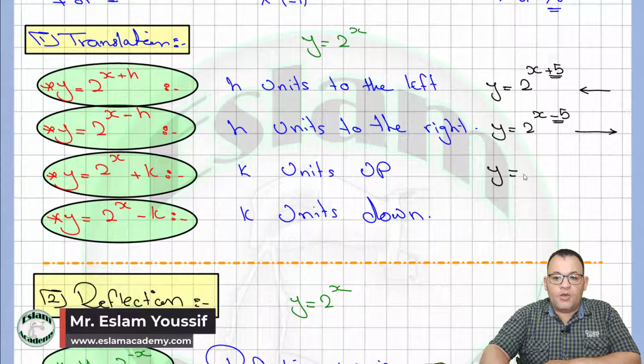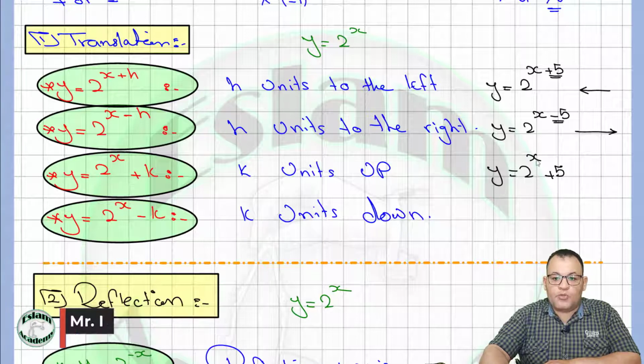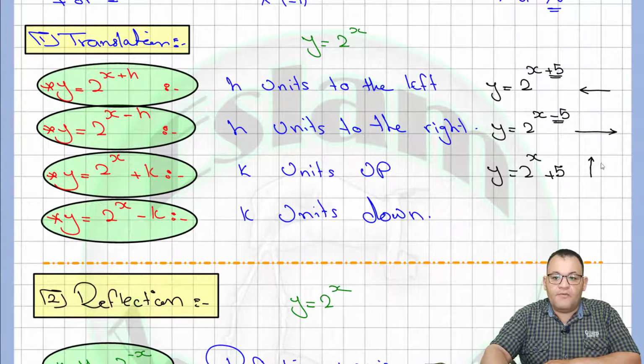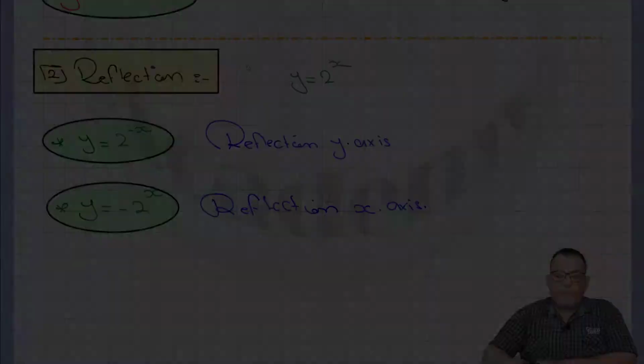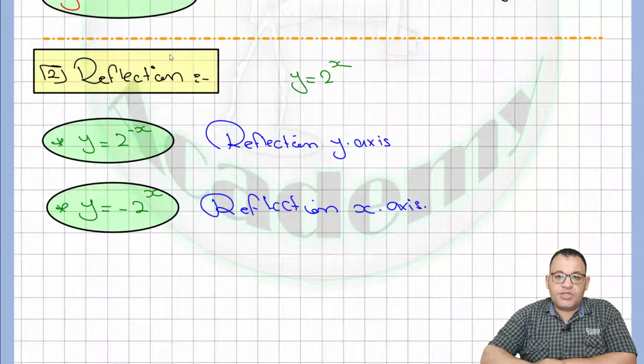If you have y equals 2 to the power x, plus 5, because you add 5 to 2 to the power x, it means you are moving up 5 units. Now if you have y equals 2 to the power x, minus 5, it means you are going down 5 units. The second type of transformation is called reflection.